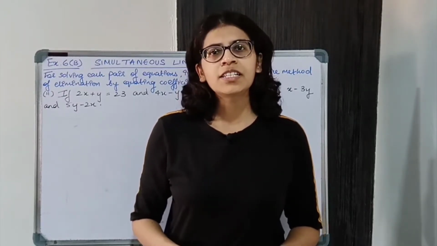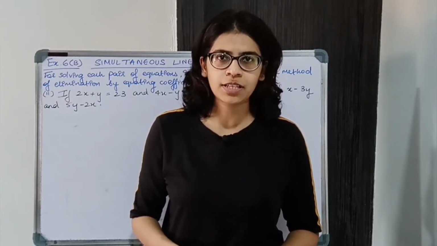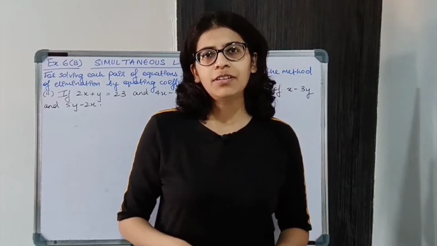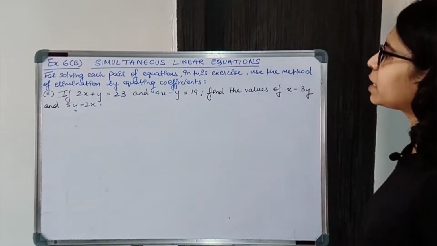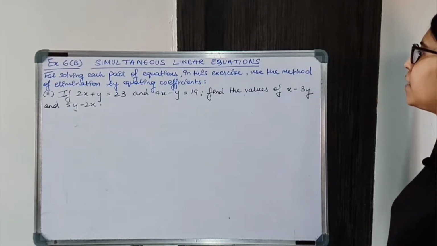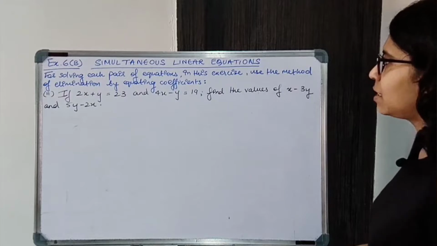In this video, we'll continue with exercise 6b from chapter Simultaneous Linear Equations. So coming to question number 11. If 2x plus y is equal to 23 and 4x minus y is equal to 19, find the values of x minus 3y and 5y minus 2x.